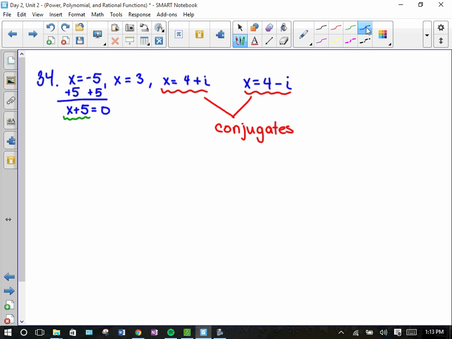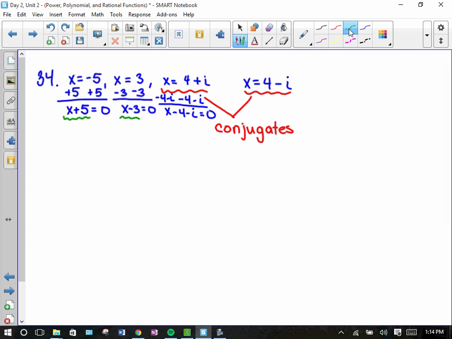Next, I have a 3. I have to subtract 3 from both sides. x minus 3 equals 0. x minus 3 is now one of my factors. Now here, I have a positive 4 and a positive i, so I'm going to subtract 4 and subtract i from both sides. What I get is x minus 4 minus i equals 0.